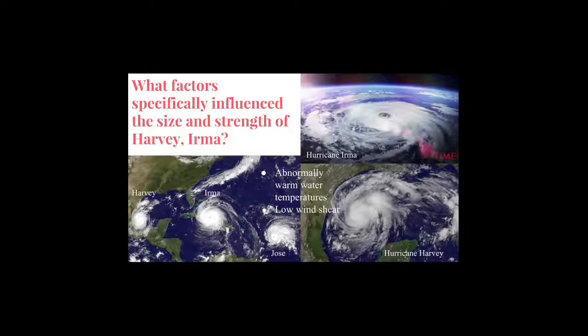Harvey and Irma became monster storms while swirling over two separate stretches of unusually warm ocean water. Peter J. Webster, an atmospheric scientist at Georgia Institute of Technology, said it's clear that Harvey intensified amid some abnormally warm waters in the Gulf of Mexico, and that Irma followed during a season when the Atlantic was also warmer than average. Another crucial influence is wind shear, which describes the change in speed and direction of winds according to altitude.